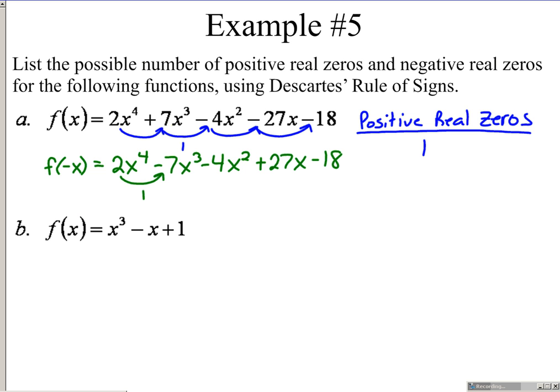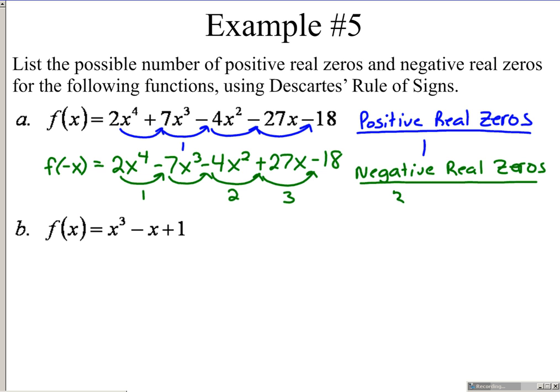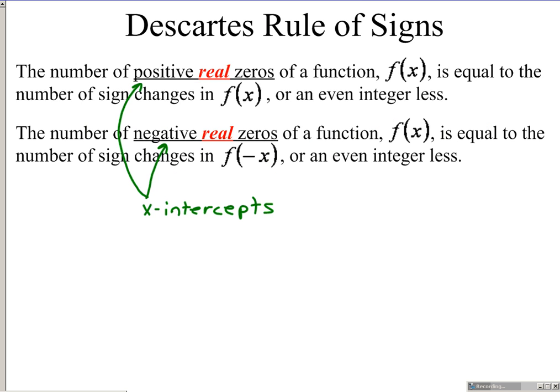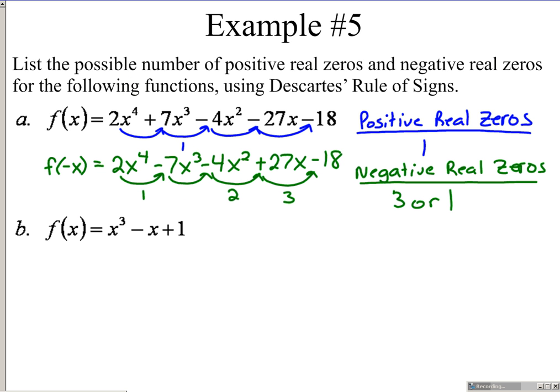And now in that f of negative x, we count the number of sign changes again. Positive to negative, there's one. Negative to negative stays the same. Negative to positive, there's a second sign change. And positive to negative, there's a third sign change. So our negative real zeros are going to be either 3 or 1. And that's where at the back end of both these definitions it says an even integer less. That's where that comes into play. You count the number of sign changes.